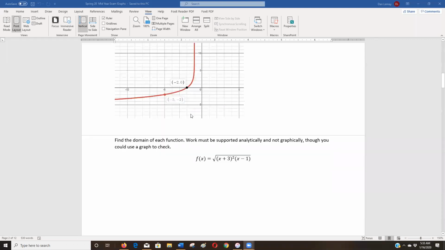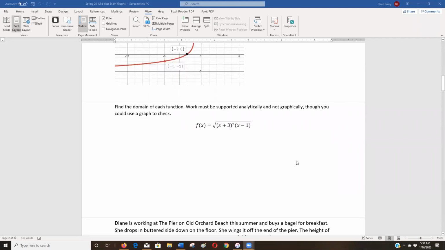So then we're going to do the domain of this function. Well, I know the zeros. I know it's equal to 0 at x equals -3, right? And I know it's 0 at x equals 1. So we're going to make a little number line. We're going to mark -3. We're going to mark 1.